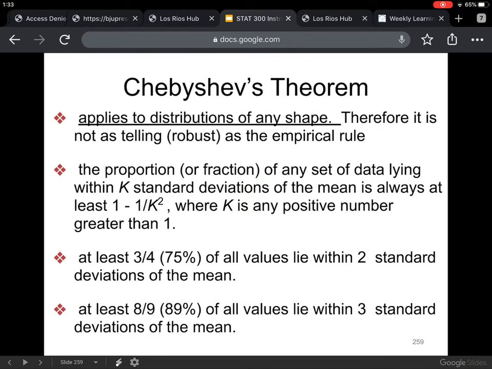The proportion in the second bullet point here, or fraction of any set of data lying within k standard deviations of the mean, is always at least 1 minus 1 over k squared, where k is any positive number greater than 1. So here's an example. Think about this. At least 3/4 or 75% of all the values lie within 2 standard deviations of the mean for any type of distribution with any shape. That's what Chebyshev's theorem says. And that's actually a pretty big conclusion to make, right? So let me draw you a picture.